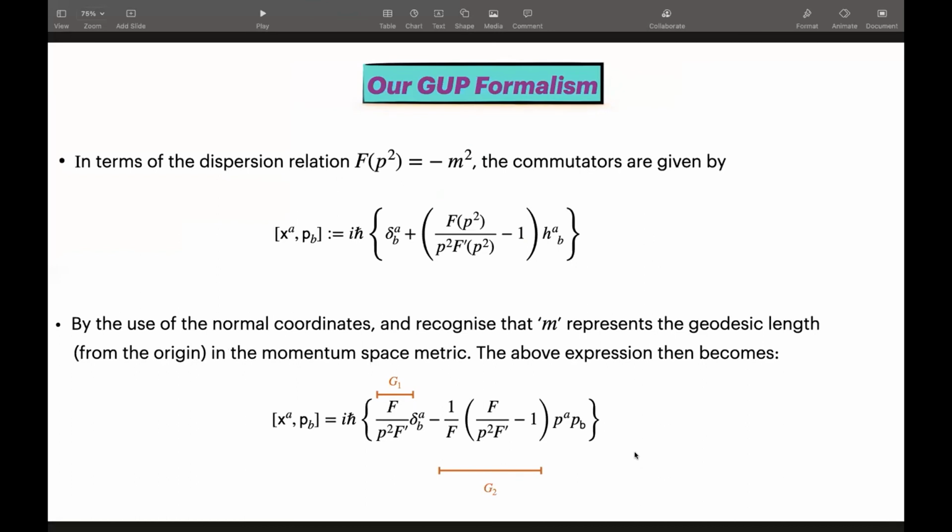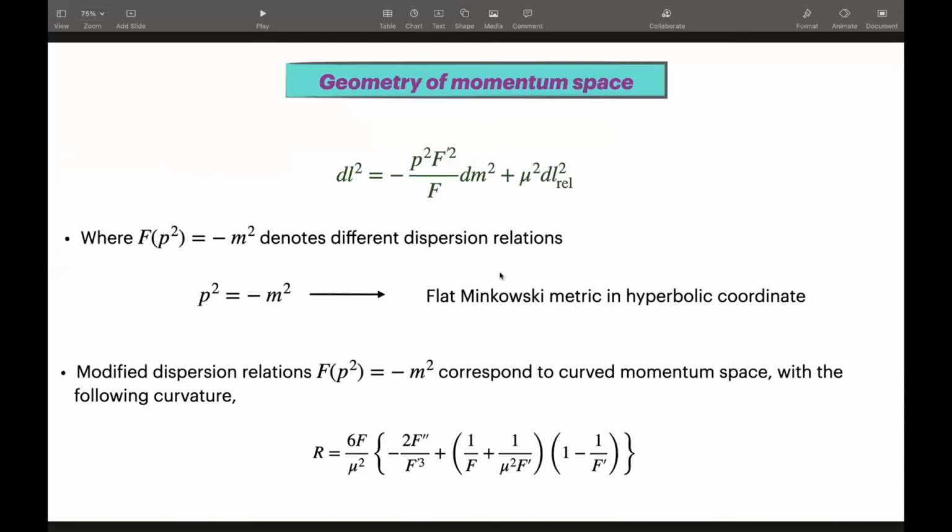In terms of the dispersion relation, we are now proposing our GUP relation, that is, the GUP formalism, which is totally based on the normal coordinates and their variation and the curved momentum space. Since we have shown that when we vary the normal coordinates, we get XAPB equals lambda KB minus TATB, that is going to give you this expression from this metric, using this metric.